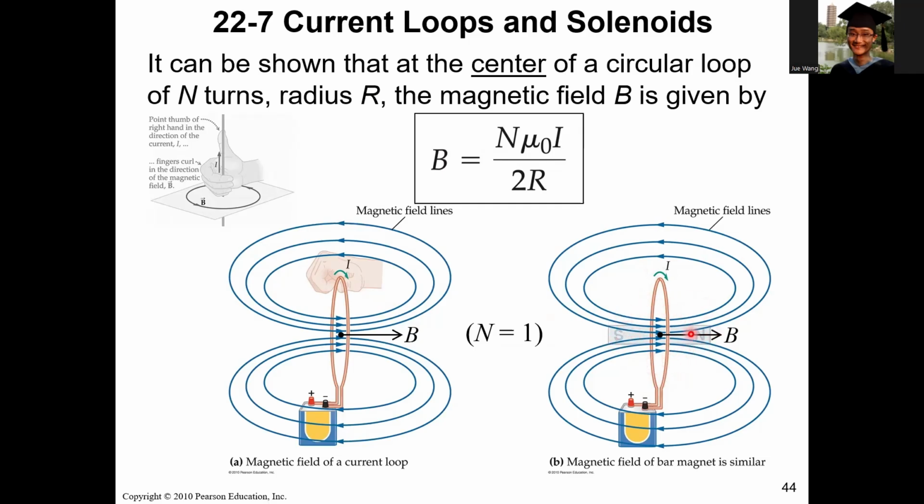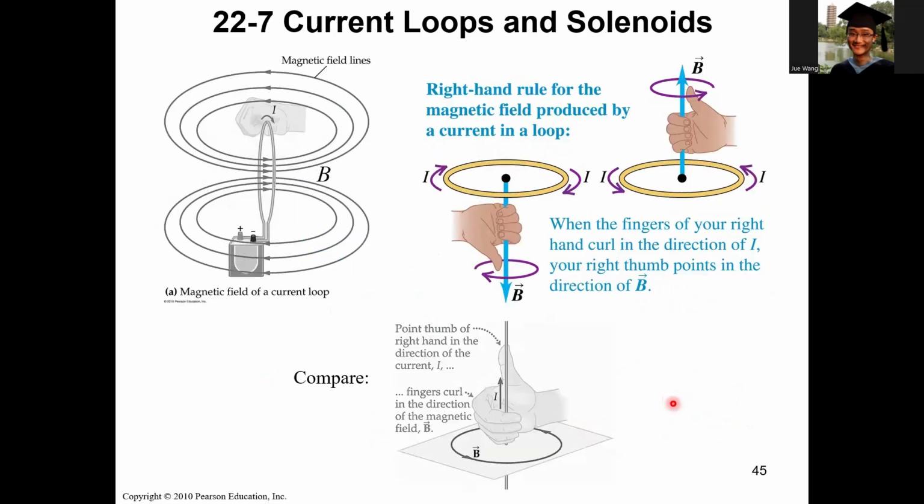Okay, and we know the magnetic field strength at the center of the loop is also proportional to the current, inversely proportional to the radius. Okay, and it's also proportional to the number of loops. Okay, this is just the right-hand rule.